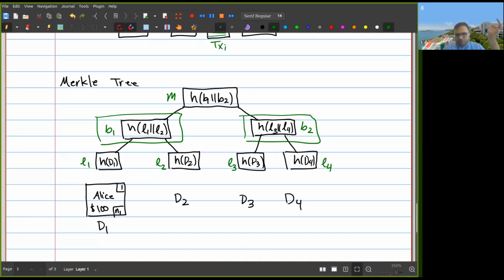But now that you have proven B2 is there, you want to now prove that L3 is there. The way you prove L3 is there is that you provide L3 and you also provide its sibling, L4. And then the bank can just take L3 and L4, hash them, and it sees that it matches B2. It was already proven that B2 is there. So this proves that L3 and L4 are there, which basically proves that D3 is there.